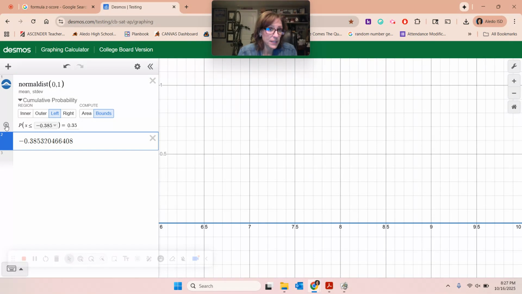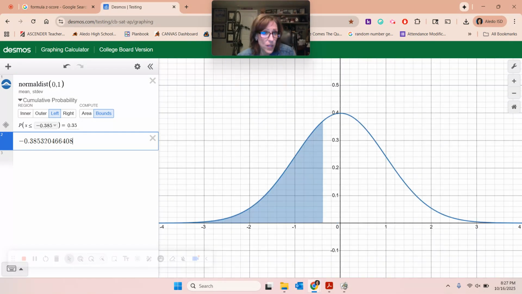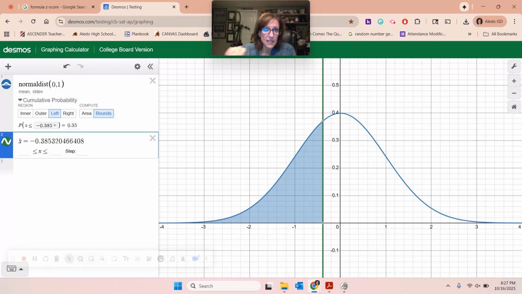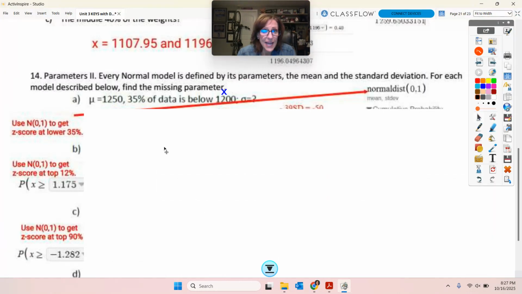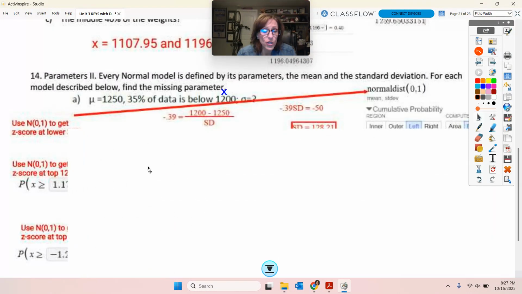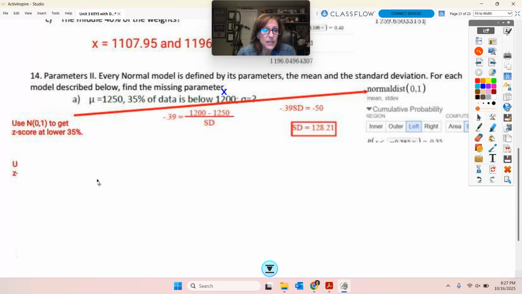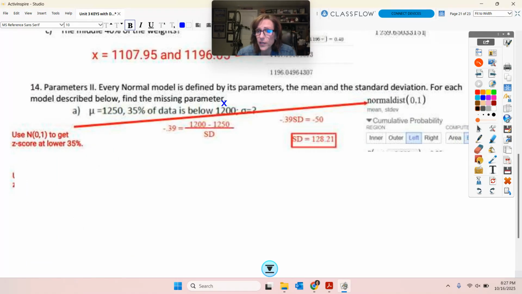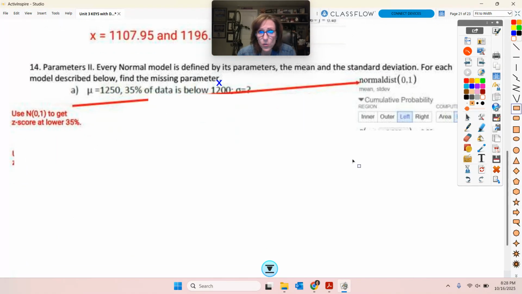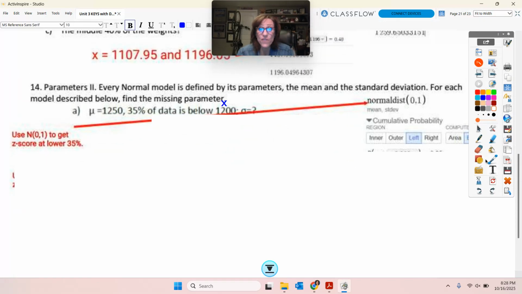So here's what that tells me. Let me go find that. Okay, there we go. So that's the bottom 35%. The z-score is negative 0.39, 2 decimal places. So what I have found is that my z-score is negative 0.39, okay? And then I'll walk you through this other part real quick. So I found a z-score is negative 0.39. Okay, so that's the first major step, is get that z-score.